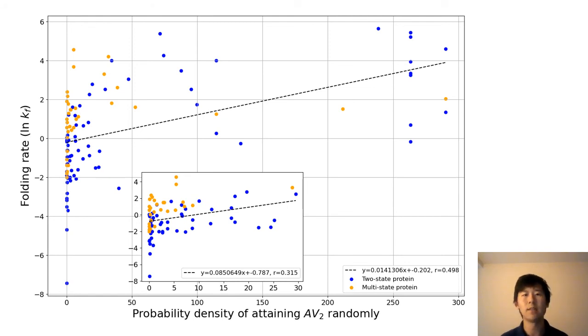We see a slightly stronger correlation plotting the rate against the PDF than when comparing the rate directly to AV2, about 0.5 here versus negative 0.4 earlier, meaning that the PDF is a viable predictor of folding rate. The inset plot depicts the same data, but for PDF values between 0 and 30. This low probability region corresponds to proteins whose native state has a high AV2.